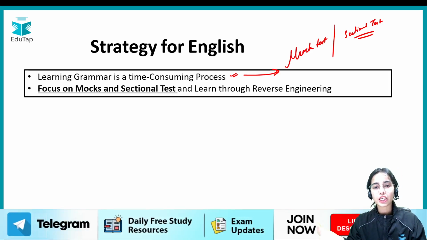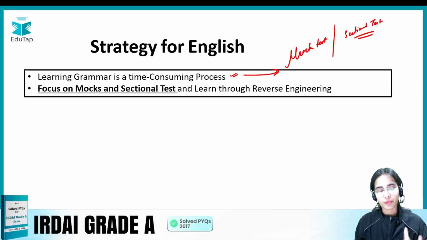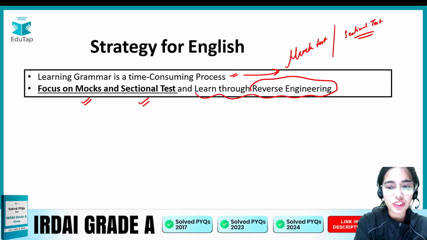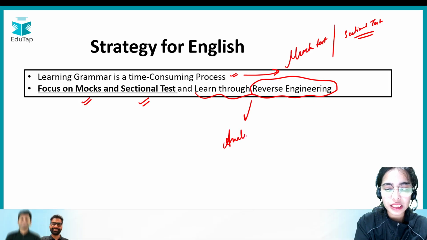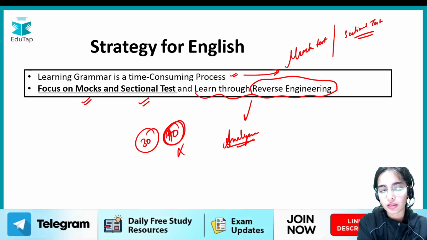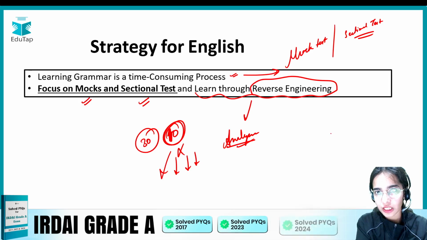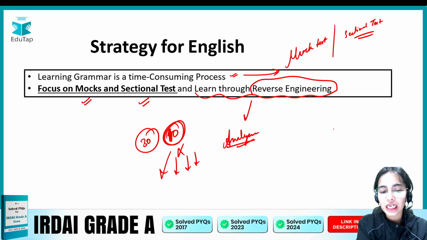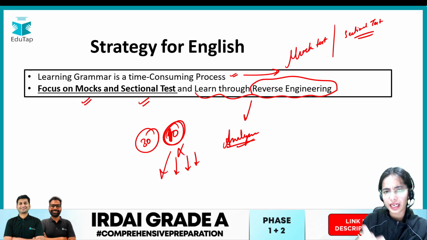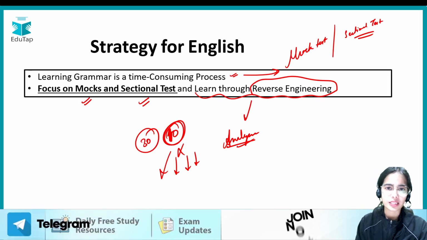In English, is it your strength or is it your weakness? So focus on mock tests and sectional tests and learn through reverse engineering. You can analyze your mistakes: you have answered 30 questions correctly, and the 10 questions you were not able to answer, or answered wrongly, what concepts and topics were there in those 10 questions? That means you are weak at these topics and you have to focus on them, and read the explanations to understand some of the topics also.